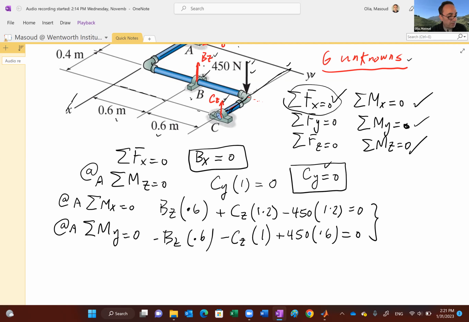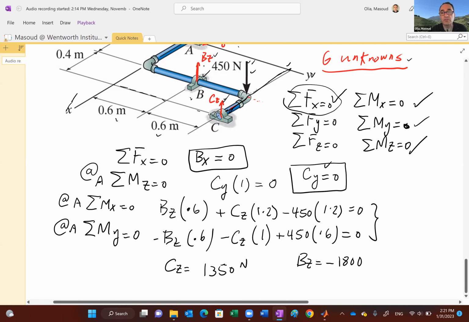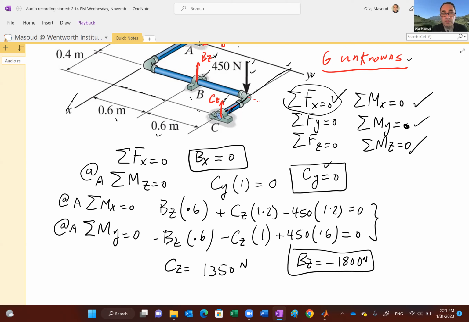With the numbers that I have here, C sub z comes out to be 1350 newtons positive, and B sub z becomes negative 1800. Negative means the direction is wrong. So you see how we said B sub z is up, it's going to be downward now. But just leave them the way they are, and by the way, the unit is newtons.